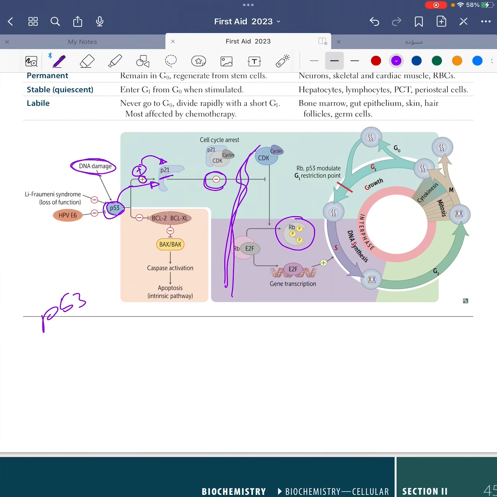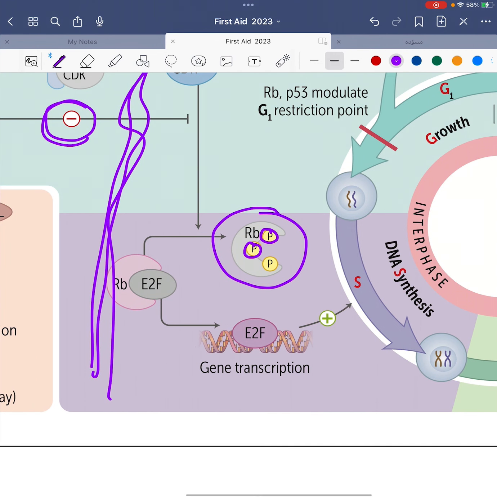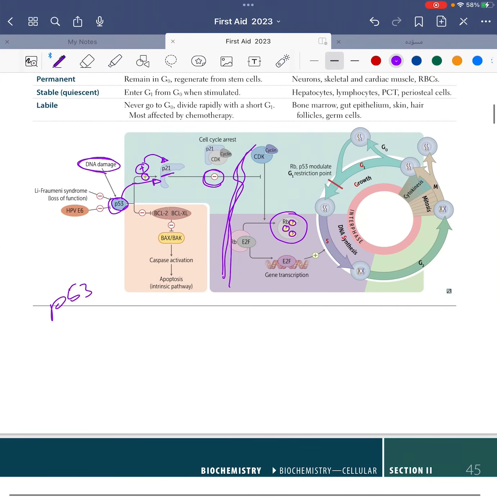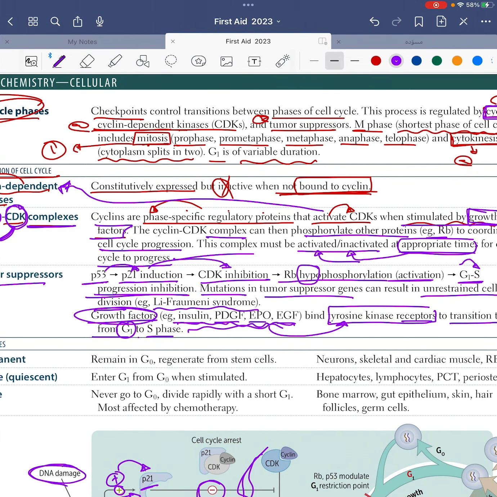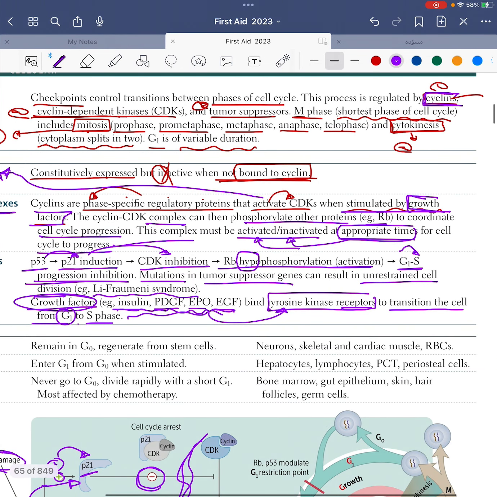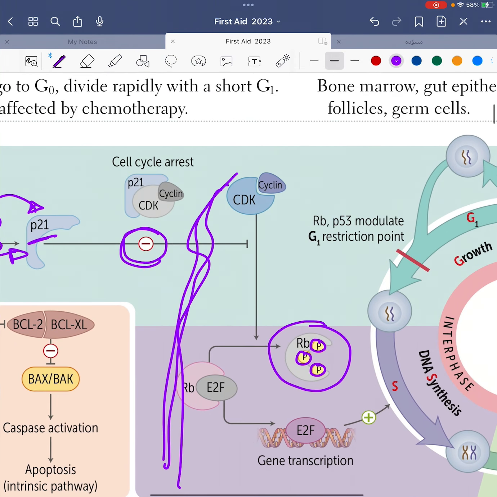And one of those things is the RB protein, and we do see that it has phosphate groups. Just as we said over here, it would be less activated if it is phosphorylated. Is that what we said? Actually, it was the cyclin dependent complex that can phosphorylate the RB protein, and that's true here because that complex is the one that is going to phosphorylate the RB protein.